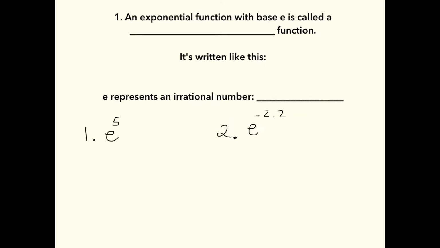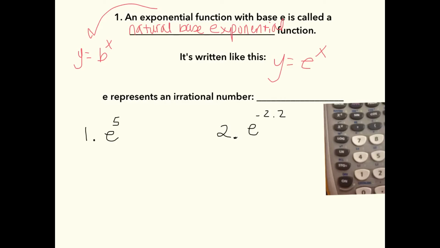Let's get started. An exponential function with the base e. Remember, we've written an exponential function as y equals b to the x, where b is the base. So when we have a base e, that's a natural base exponential function, and it's written like this: y equals e to the x.